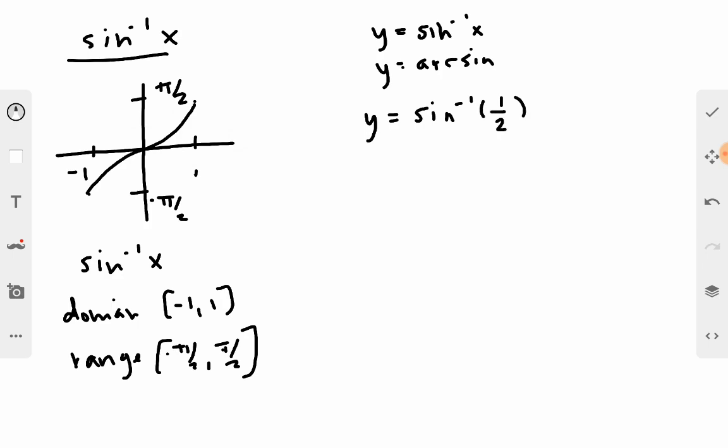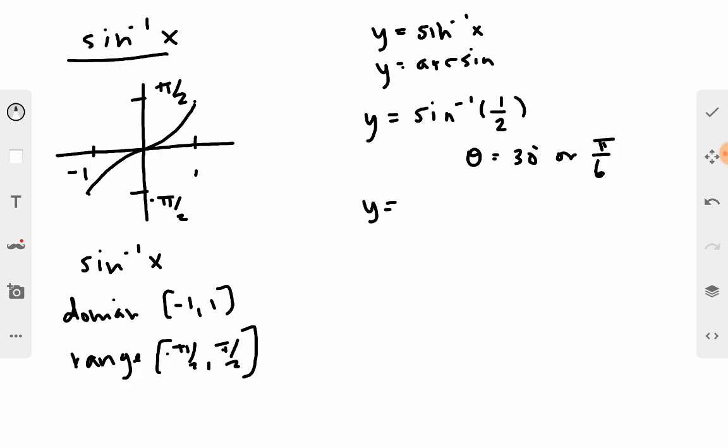Okay, so we've already done some that are like this. We've got sine inverse of 1/2, and we can look at our unit circle or whatever, and we know that theta is going to be 30 when sine is 1/2, okay, or pi over 6 in radians. Okay, so that one's pretty straightforward.